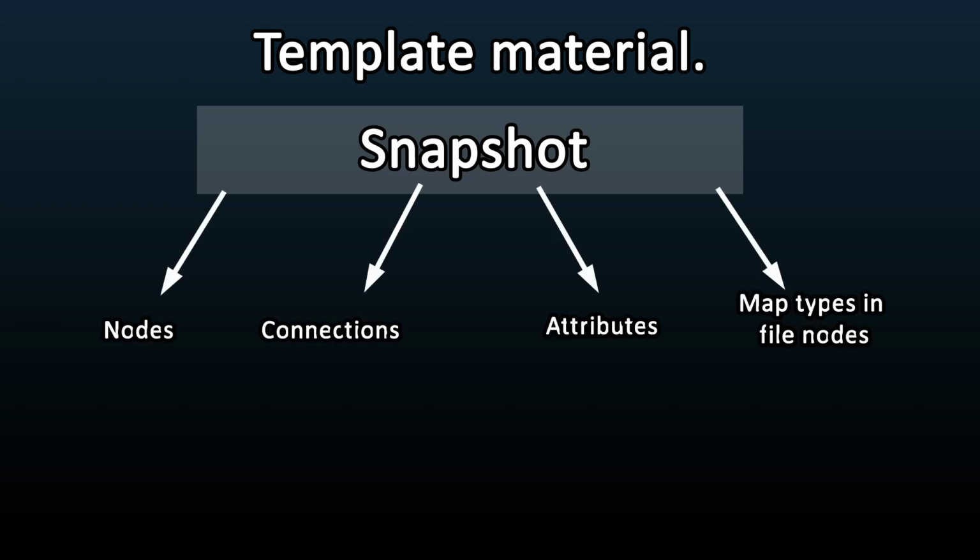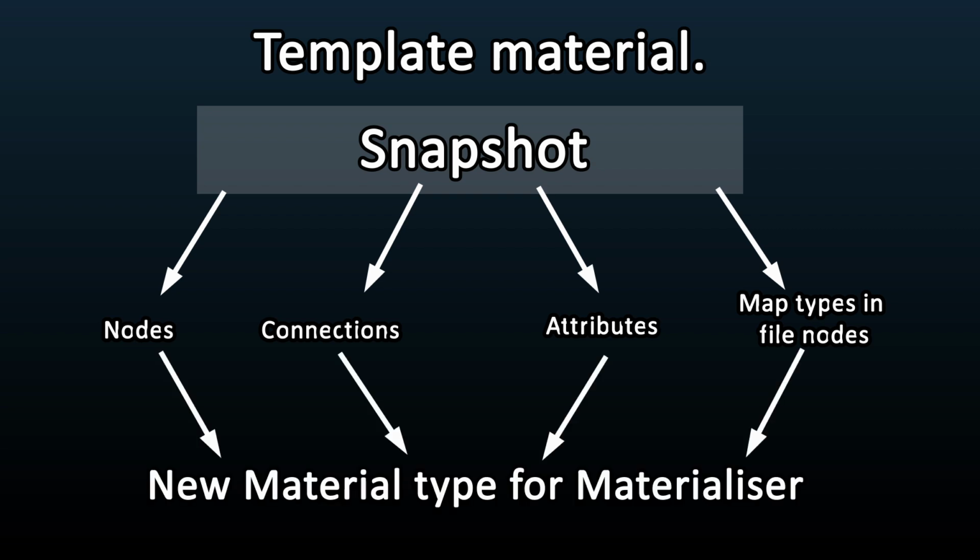Materialiser does this through snapshots. A snapshot takes all of the nodes, connections and attributes from a shader network you create and remembers them for later. It also remembers what map type was loaded into every file node, so that the correct map can be loaded in place later on.